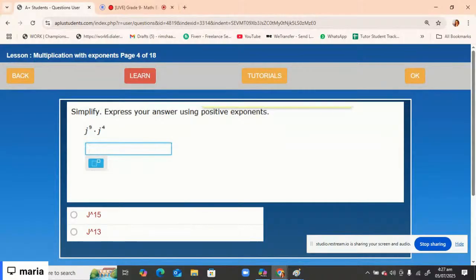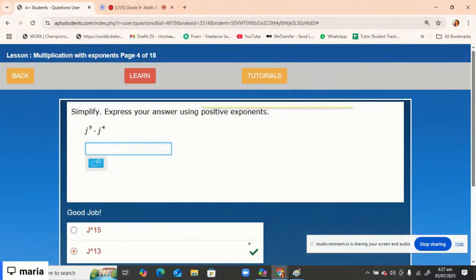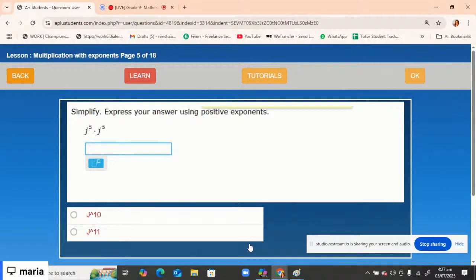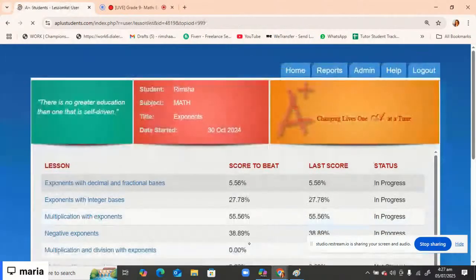Now j power 9 dot j power 10. Tell me the answer of this one, everyone. It's j power 19, okay? This is a very easy thing. Hope you guys understand this lesson as well. So now let's start the next one, okay?